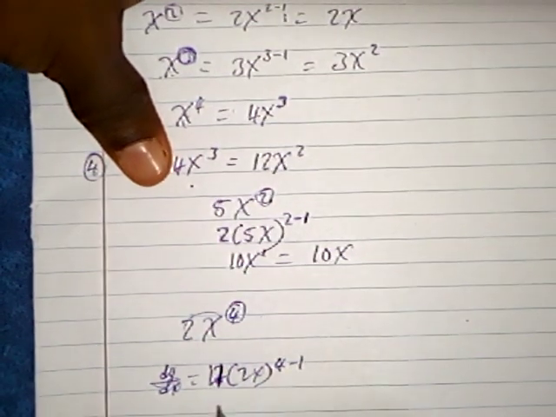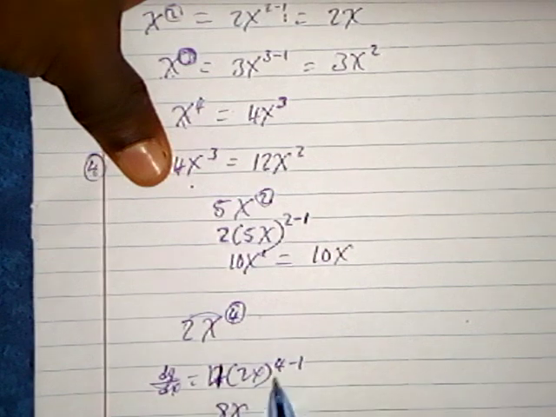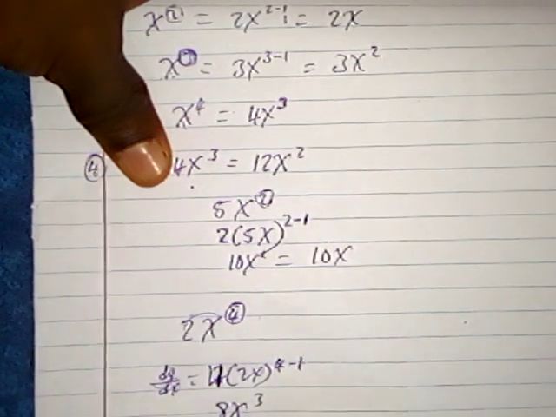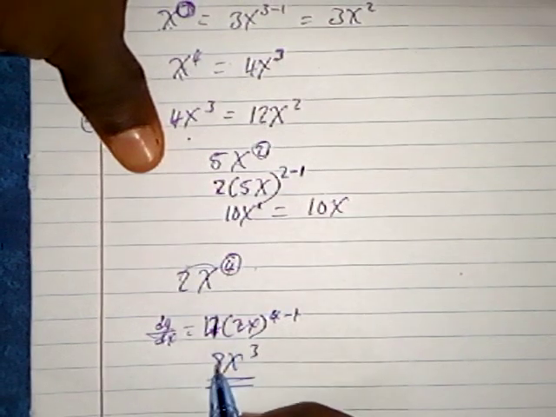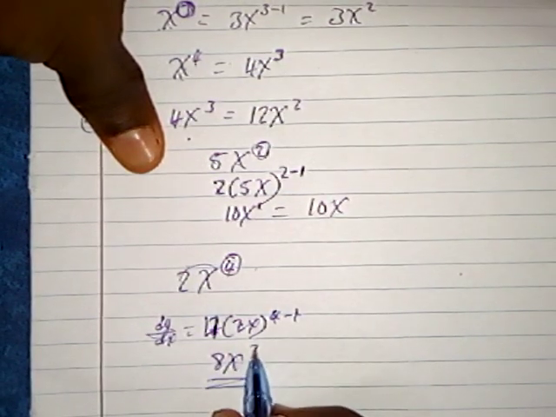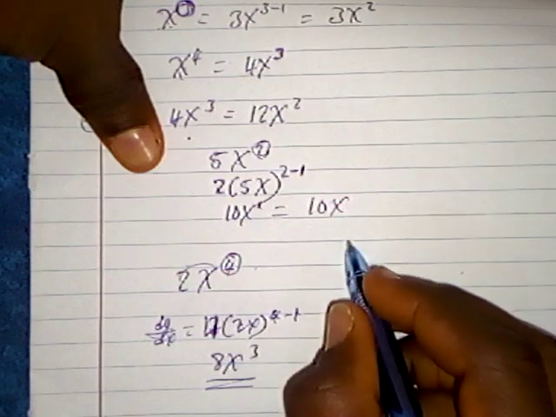So say 4 times 2, which is 8x to what? 4 minus 1, 3. Do you see? Is it understandable? So 4 times 2, which is what? 8x to the third power, right? Now let's do it again.